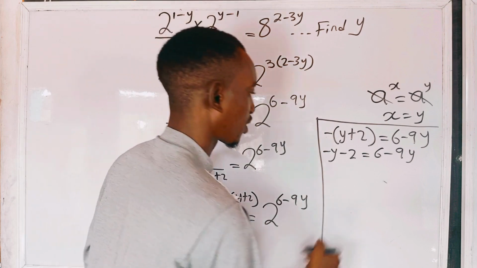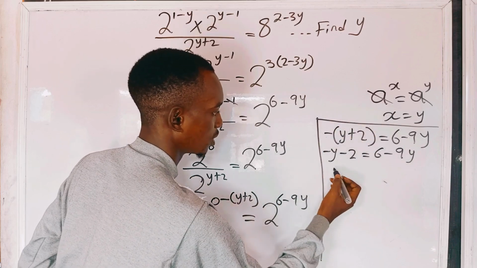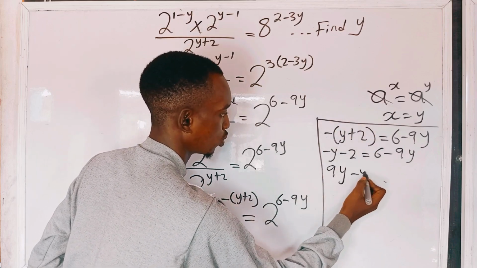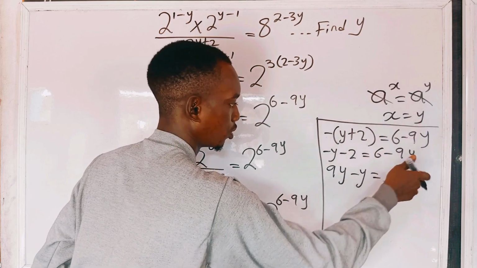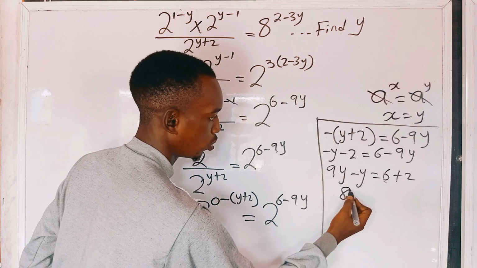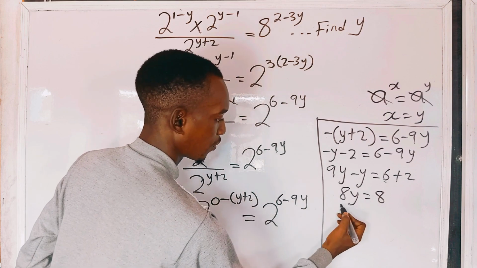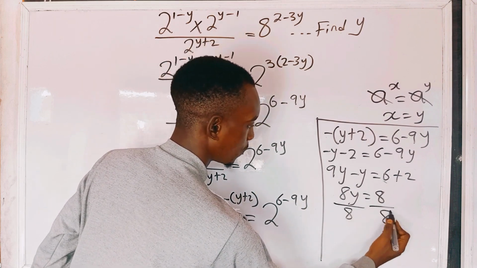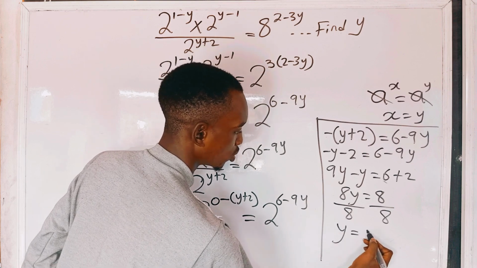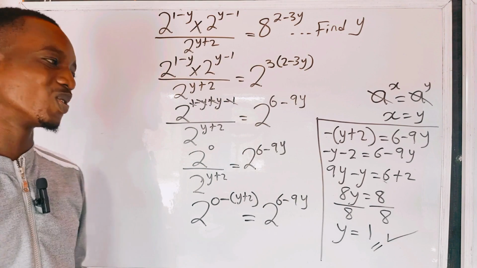Thank you very much. So here now, let us transpose. Let's bring negative y here because positive. We have 9y minus y equals negative 2 transpose to that side gives us 6 plus 2. So 9y minus y gives us 8y, and 6 plus 2 gives us what? 8. So therefore, dividing both sides by 8, we have y to be equal to what? 1 as our final answer. Very, very simple. It's not hard.